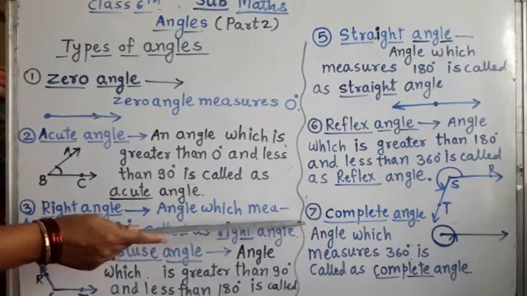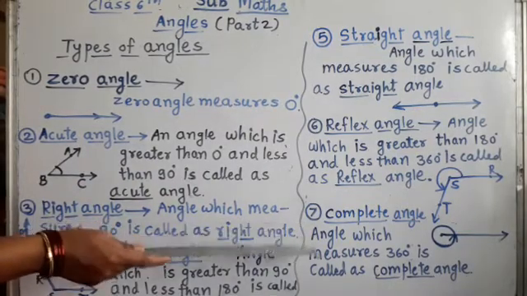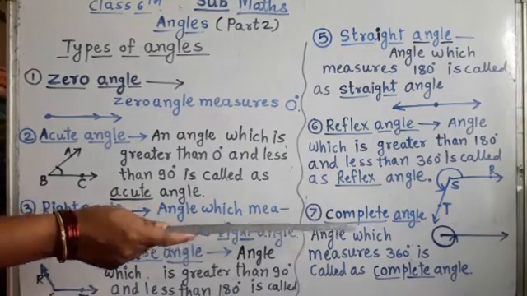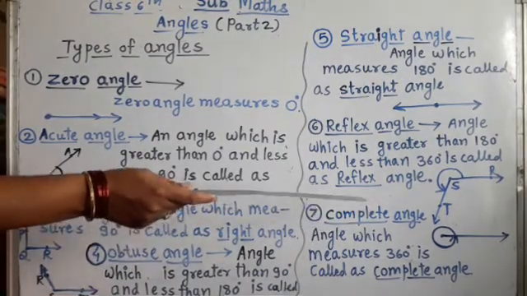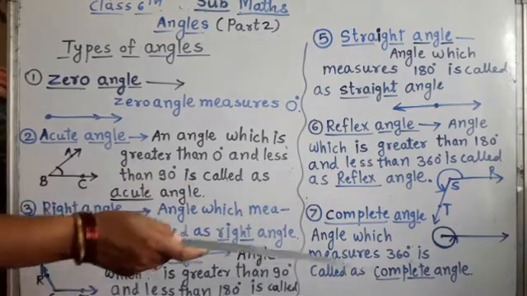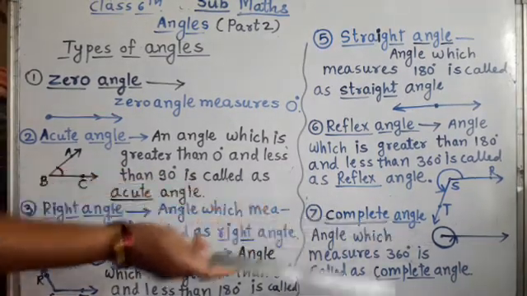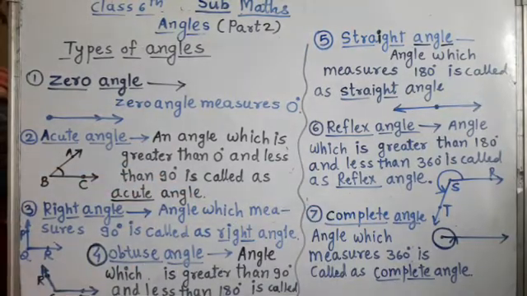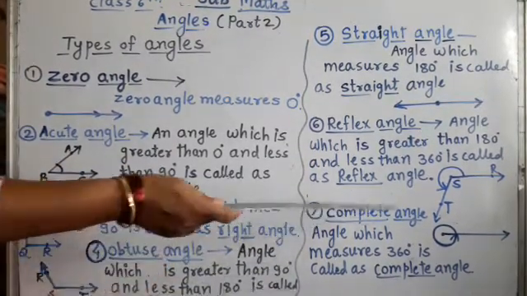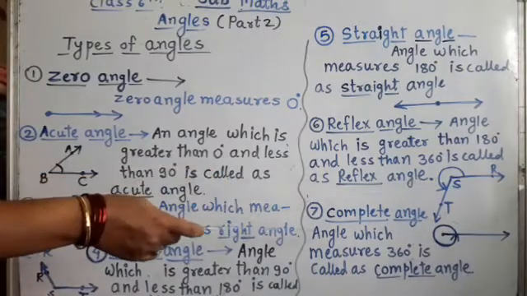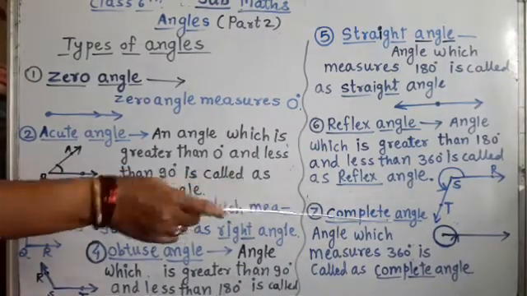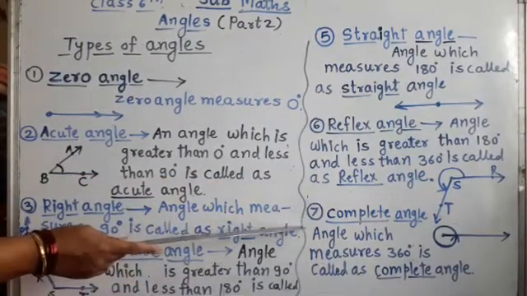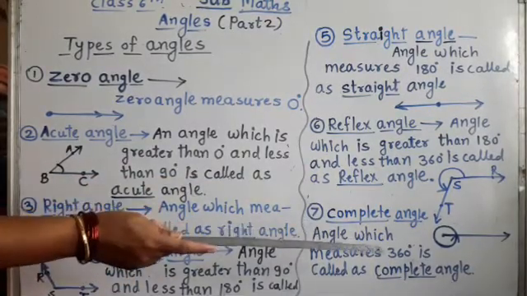And the last type is complete angle. An angle which measures 360 degree. It means here there is a complete circle. Both arms are here after turning, the turning of the second arm. Therefore, this angle is called a complete angle.